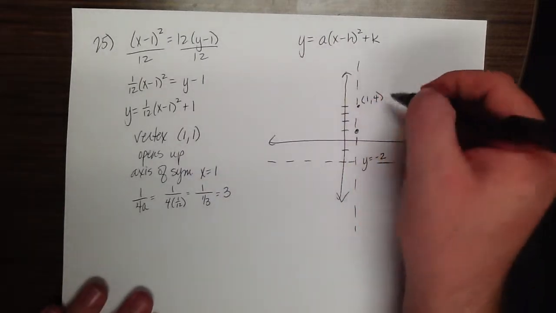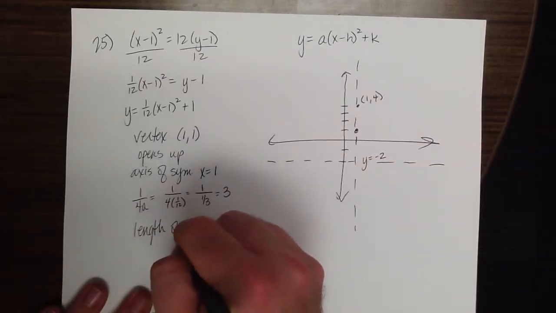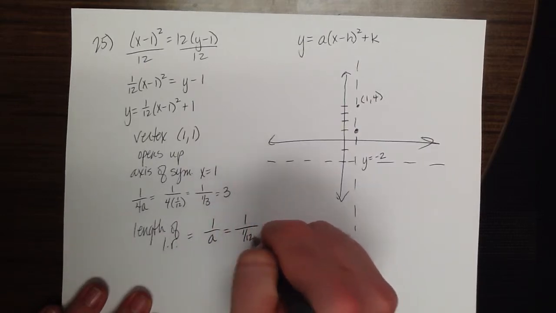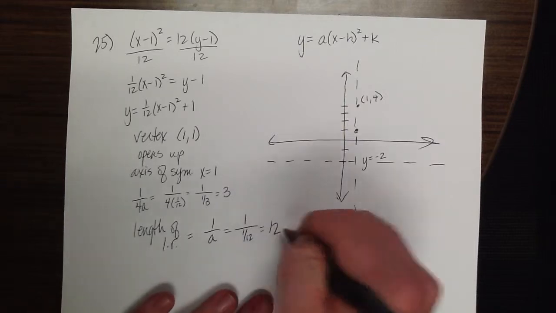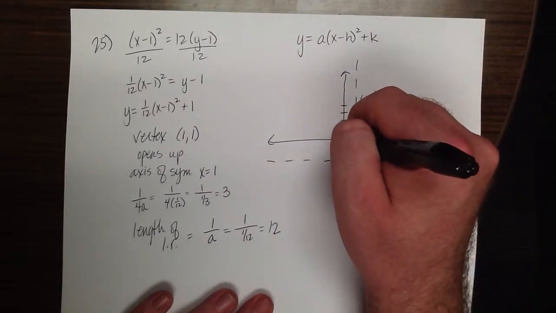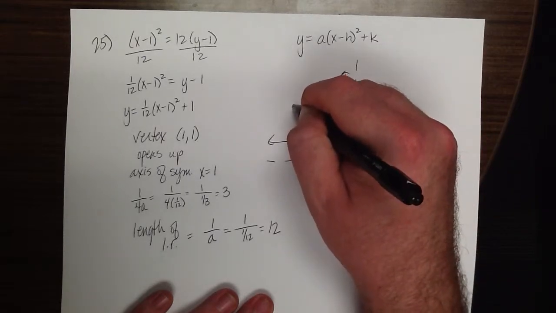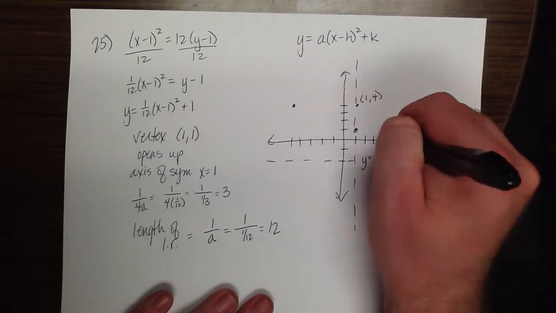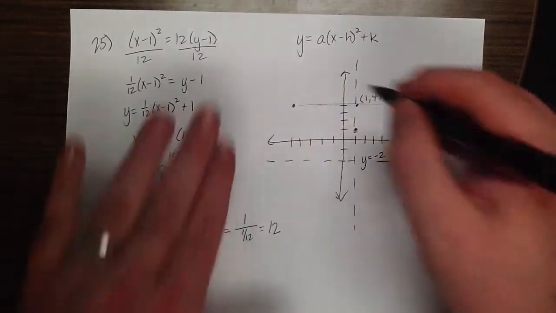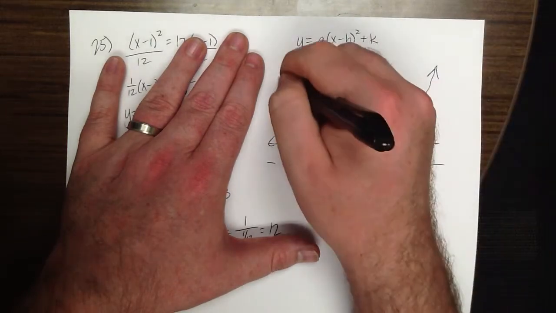All that's left is the length of the latus rectum, which would be right through here. So the length of the latus rectum is 1 over a. So that is 1 over 1/12, which is 12. So that length is 12, so it's going to be half on one side, half on the other. So you're going to go 6 to the left, 1, 2, 3, 4, 5, 6, and 6 to the right, 1, 2, 3, 4, 5, 6. So that would be your latus rectum there. And your parabola would be through those 3 points.